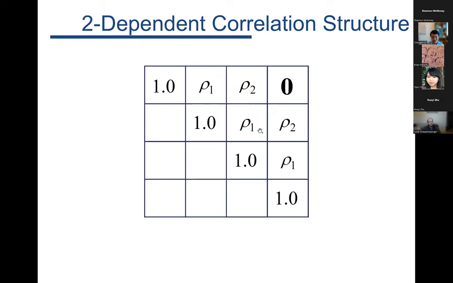Now you can also define a two-dependent. If the time gap is one, you have the correlation rho one. But if the time gap is two, now you're looking at time one versus three or two versus four, and you assume another parameter rho two. But anything above two, you still assume it's zero.